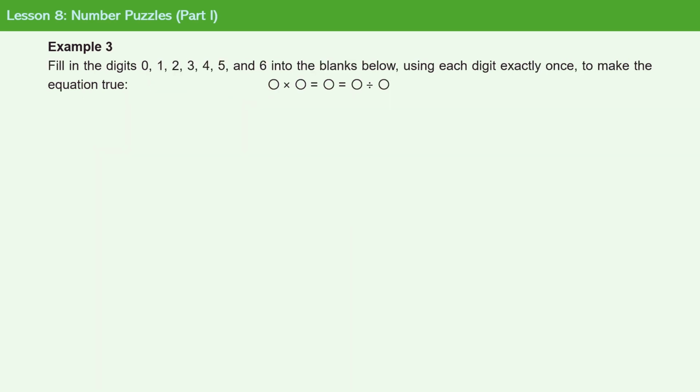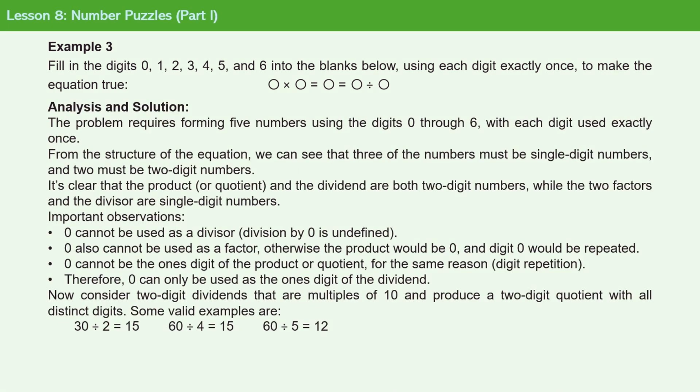Example 3. Fill in the digits 0, 1, 2, 3, 4, 5, and 6 into the blanks below, using each digit exactly once, to make the equation true. The problem requires forming 5 numbers using the digits 0 through 6, with each digit used exactly once. From the structure of the equation, we can see that 3 of the numbers must be single-digit numbers, and 2 must be two-digit numbers. It's clear that the product, or quotient, and the dividend are both two-digit numbers, while the two factors and the divisor are single-digit numbers.